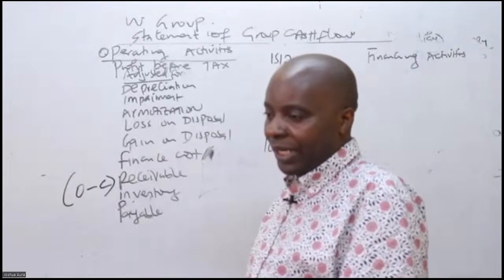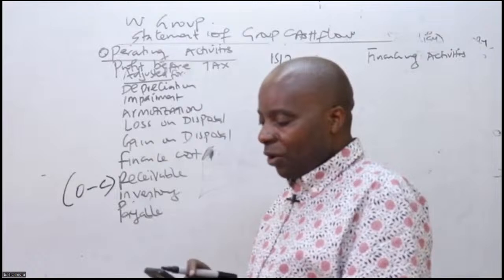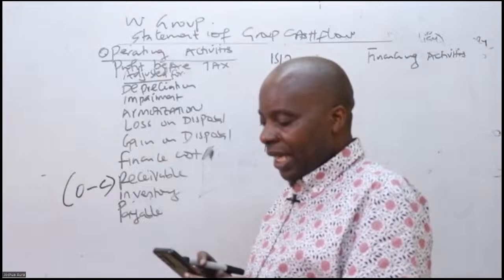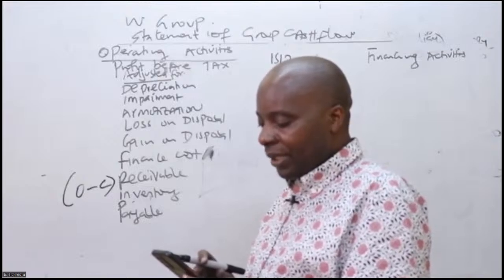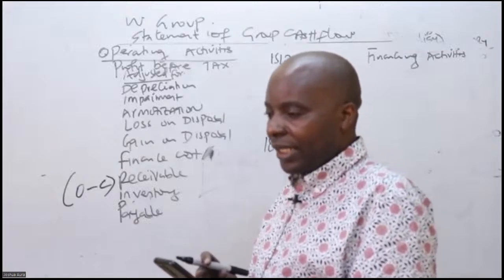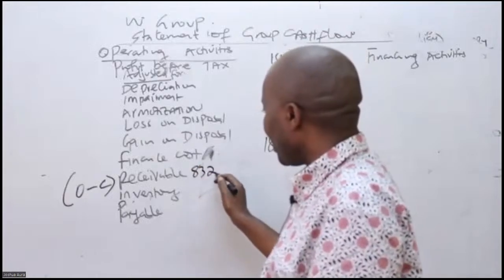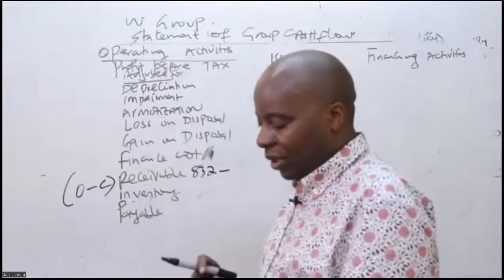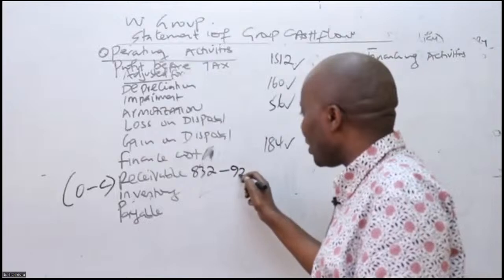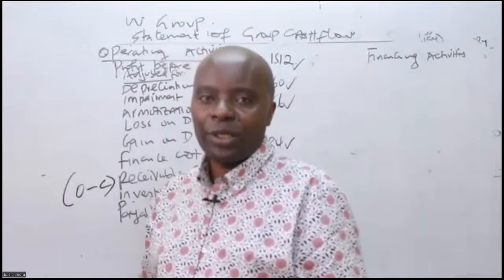Remember, 2021 is the opening year. 2022 is the closing year. So for 2021, go to current assets, receivable. I can see 832. So receivable here we have 832 opening, and then closing is 2022 receivable. I can see 920. And this is the concept that I wanted to sell to you here today. If you get this concept, then automatically you are a very good student.